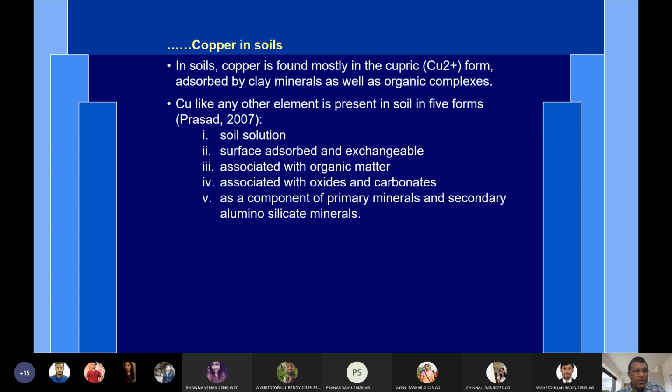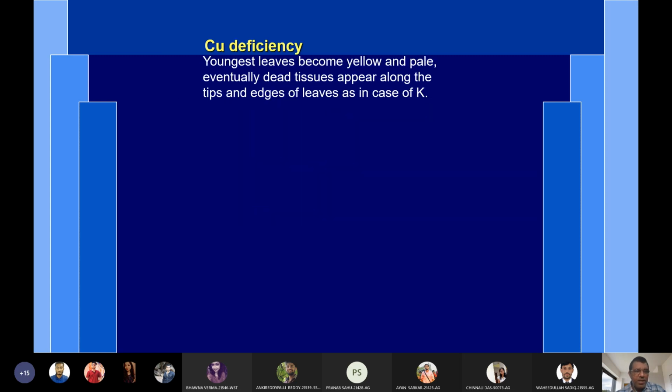Now, in soils, copper is found mostly in the cupric form, adsorbed by clay minerals as well as organic complexes. Copper, like any other element, is present in soil in 5 different forms: soil solution, surface adsorbed and exchangeable copper, associated with organic matter, associated with oxides and carbonates, and as a component of primary minerals and secondary aluminosilicate minerals. Copper deficiency: youngest leaves become yellow and pale, eventually dead tissues appear along the tips and edges of leaves, as in case of potassium.